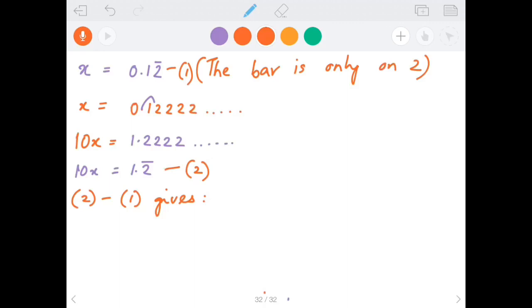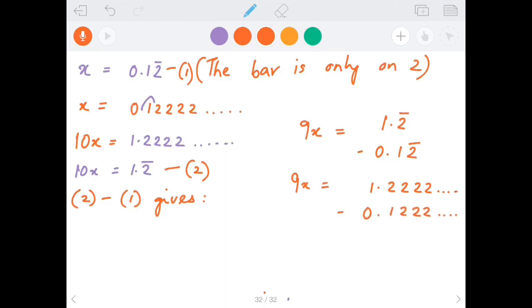there you go, I have a 10x minus x, which is going to give me a 9x, and that is going to give me 1.2 bar minus 0.12 bar. Now this is the tricky part of it. You'll have to be a little careful here. So I'm just going to modify my 1.2 bar as 1.2222, just going to expand that out a little, and then I'm going to write the one below as 0.12222.